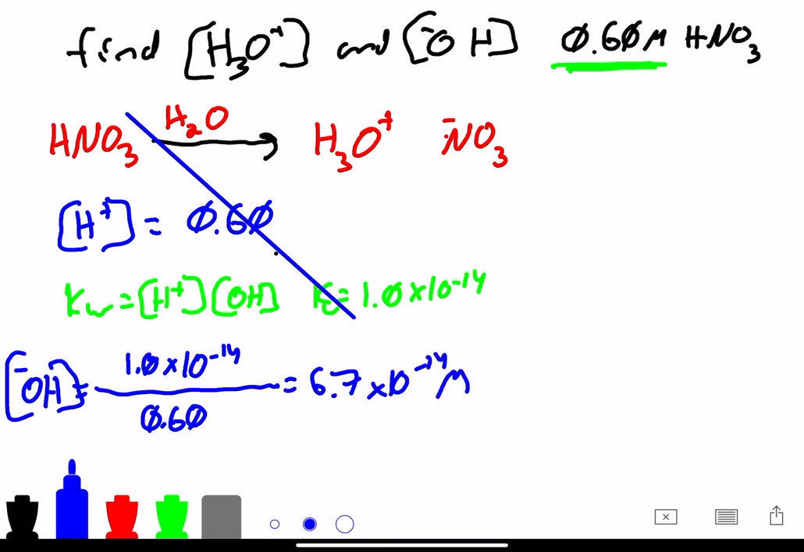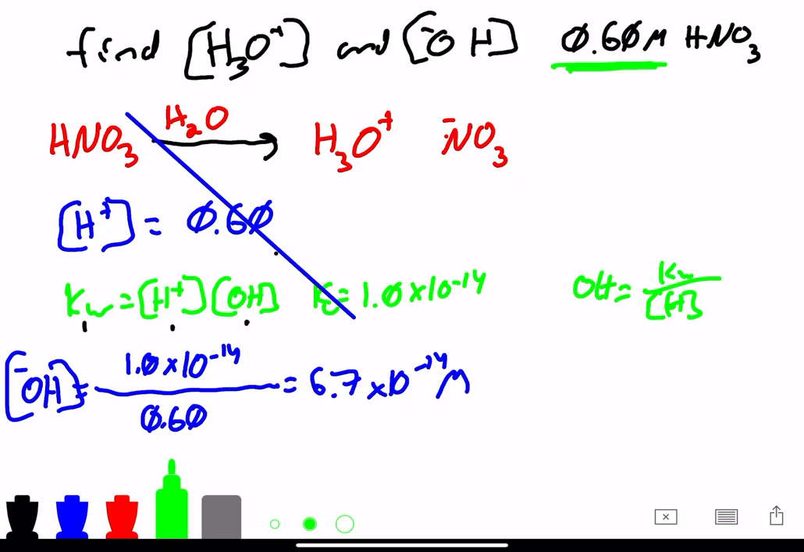So really quite small. And in case you missed how we solved for this, if Kw is equal to H plus times OH minus, then OH minus is equal to Kw divided by H plus. So therefore we can find the concentration of OH in solution by simply dividing the autoionization constant by the concentration of acid.